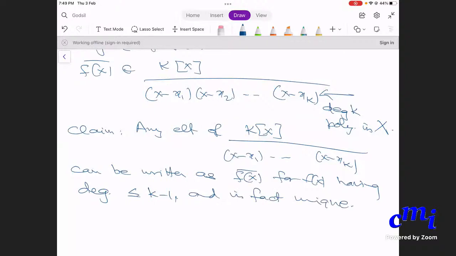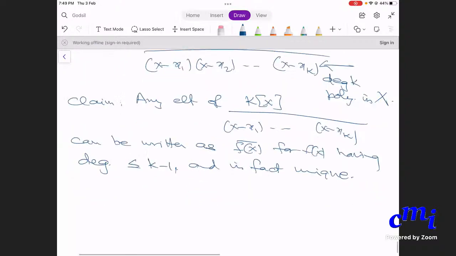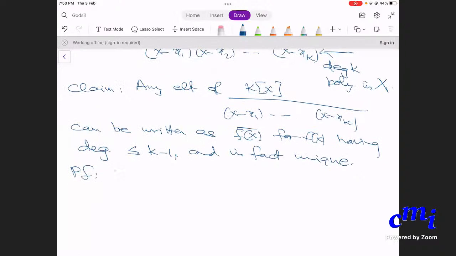There is a unique f(x). If I take any element of this quotient ring, there is a unique f(x) of degree less than or equal to k minus 1 such that that element is the same as f(x) bar. And this is easy to see. So the proof of this claim is again the Euclidean algorithm. So what is a general element of that ring? Let's call this ring R. What is the general element of R?